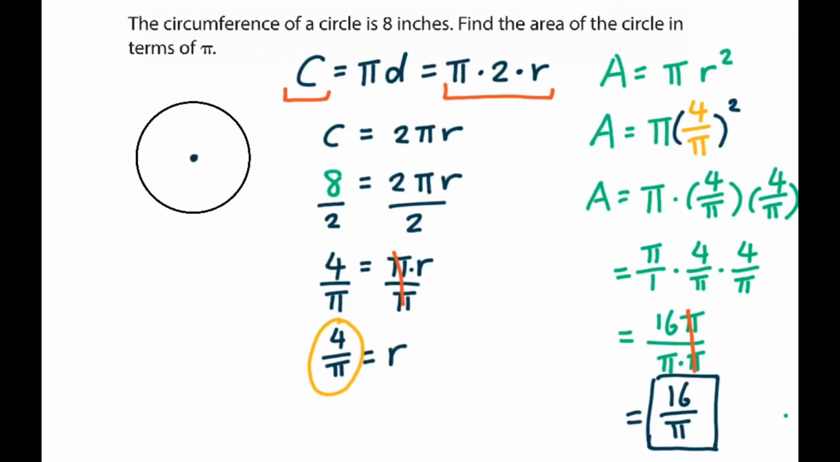Also, don't forget to write the unit at the end. To complete our steps, we know that we were finding the area. And finally, the answer would be the area equals 16 over pi. And it was inches, so the area would be 16 over pi inches squared.